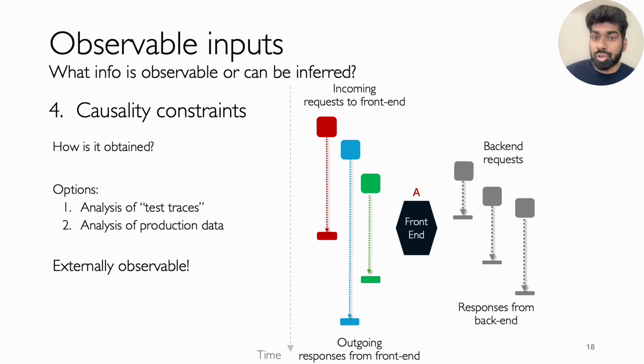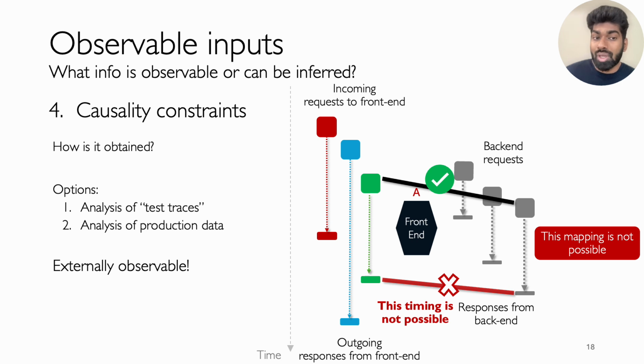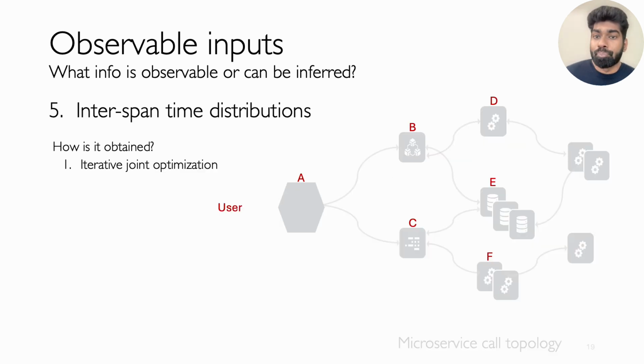Imagine you have three incoming spans as shown: red, blue, and green. The backend spans are in gray since we do not know a priori which backend span was caused by which incoming span. But what the parent-child constraint allows us to say, with guarantee, is that the green span cannot be mapped to the third gray span, as the response for that third gray span arrives after the response of the green span has already gone out to the client. So essentially, such constraints allow us to prune candidates.